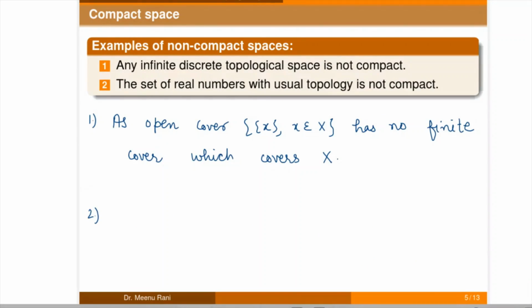And the second, the set of real numbers with the usual topology is not compact. So if we take the set of real numbers and take the usual topology, then it is not compact. Now in the usual topology, open sets are open intervals. So we take open sets in the form of open intervals. So we take a collection which covers X, that is the set of real numbers.